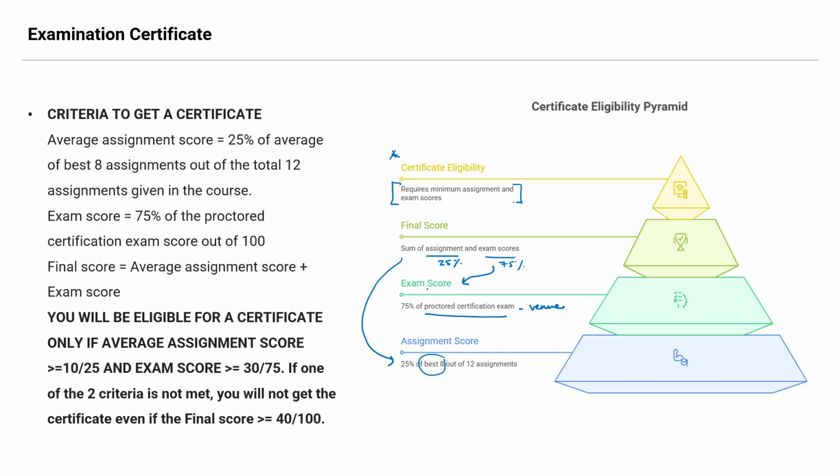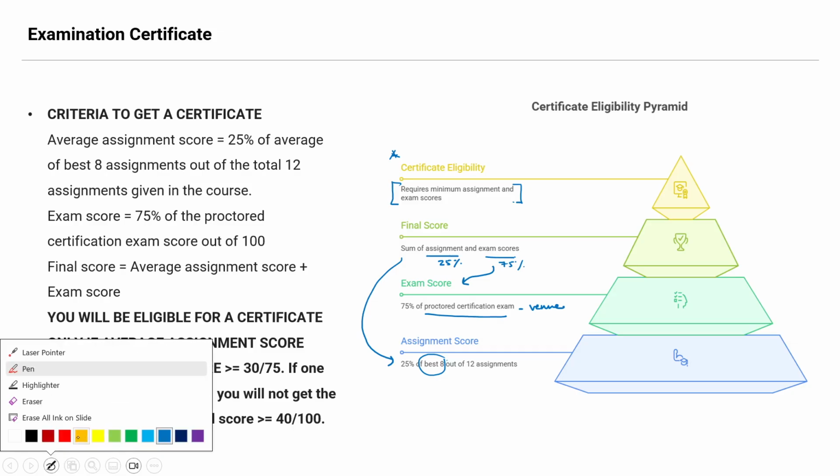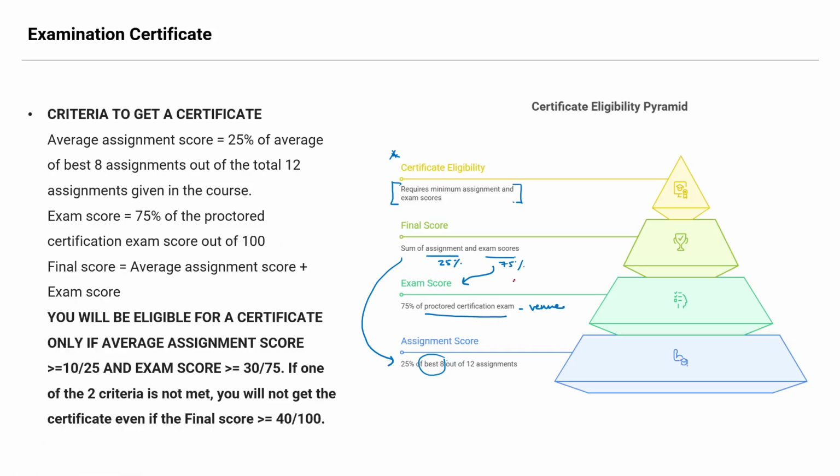So you need to have, let me write that in a different color. All right. You need to score greater than 10 out of 25 and greater than 30 out of 75 in order to have your score greater than 40 out of 100. Okay. Now here come certain scenarios.